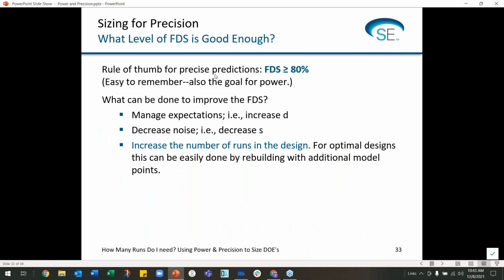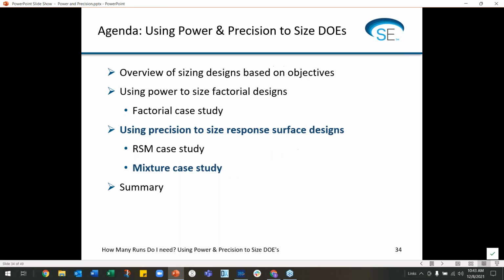So the rule of thumb for precise predictions is that you want your FDS graph to be greater than 80%. That's also the goal for power. And you can improve FDS again by increasing the precision that you're looking for, decreasing the noise, or increasing the number of runs. With optimal designs, increasing the number of runs is very easy. It can be done by rebuilding the design and adding additional model points. So that's what I'm going to demonstrate next with a mixture case study.